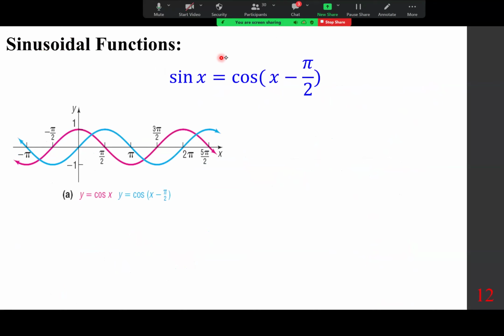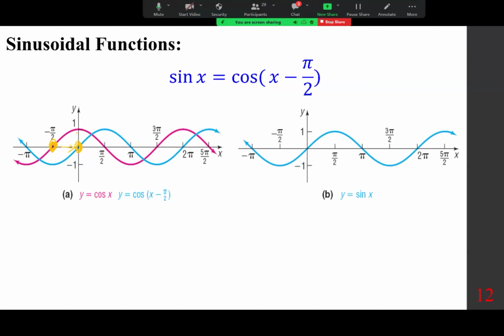Now, it's important to know the relationship between sine and cosine. Ultimately, they are almost the same graph. Sine x is cosine of x minus pi over 2. So if you graph cosine of x, the red one, x minus pi over 2 means you shift it to the right by pi over 2. So look at the red one. If I shift it to the right by pi over 2, this point now moves to this point. So it becomes a sine function. And so y equals sine x.